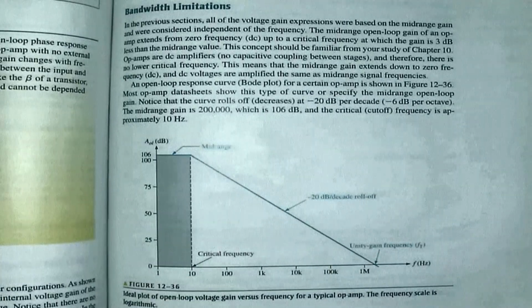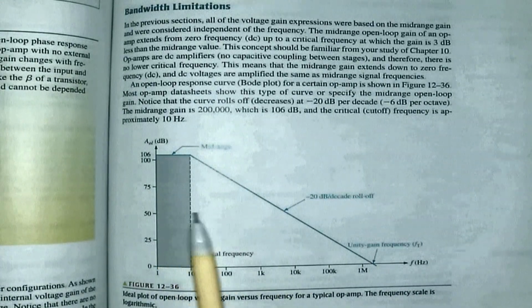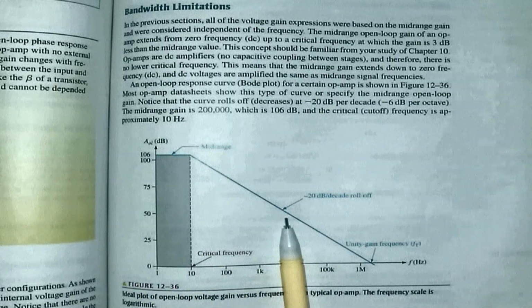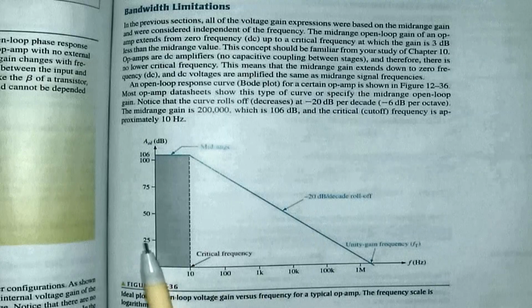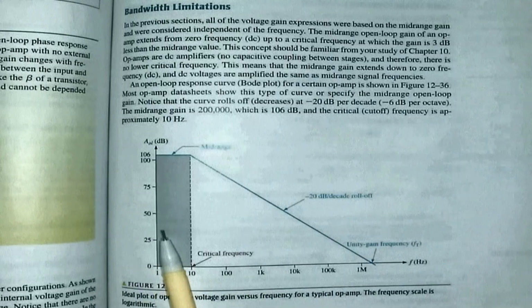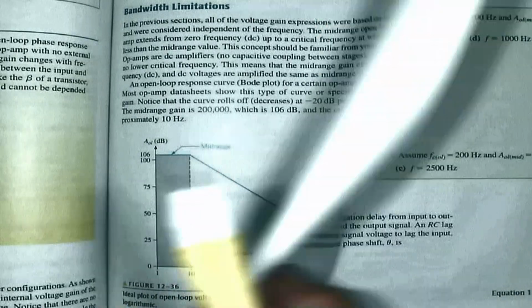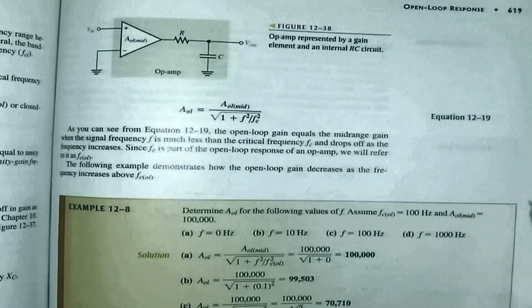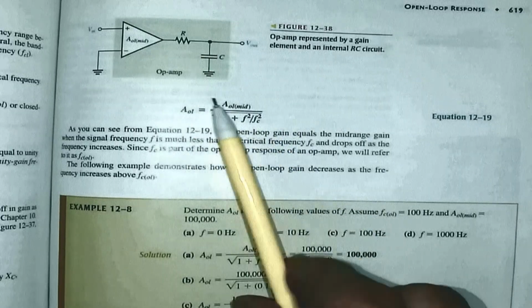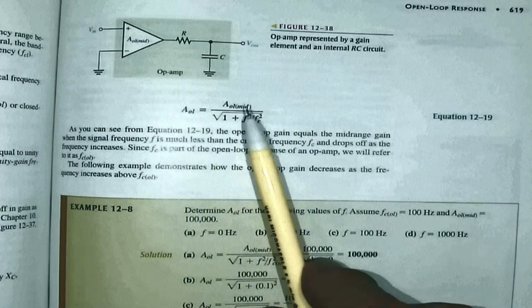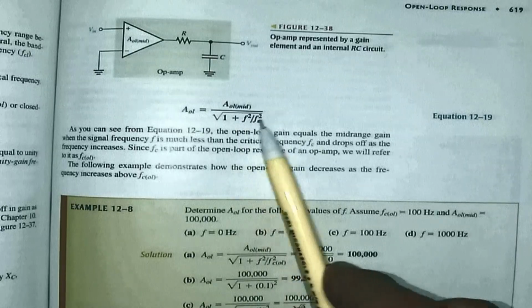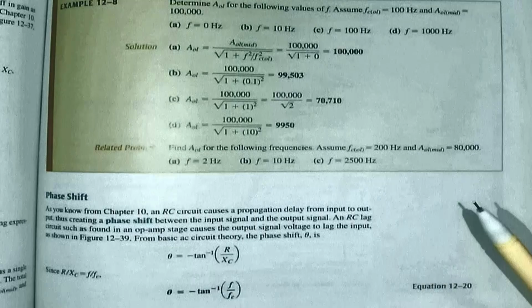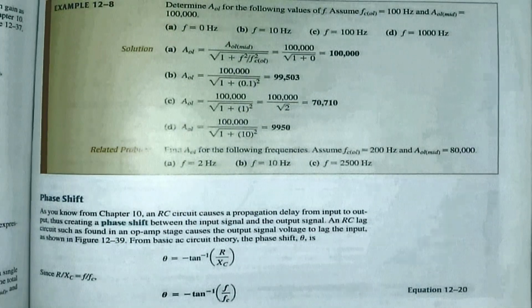All right, just to show that again, we look at this frequency response here. You can see as my frequency increases, what happens to my gain? My open loop gain decreases. That means higher frequency, lower open loop gain. And that's the formula we can use to determine that. There we've got open loop gain is open loop mid-range gain divided by the square root of 1 plus F squared divided by FC squared. Let's have a look at example 12.8.